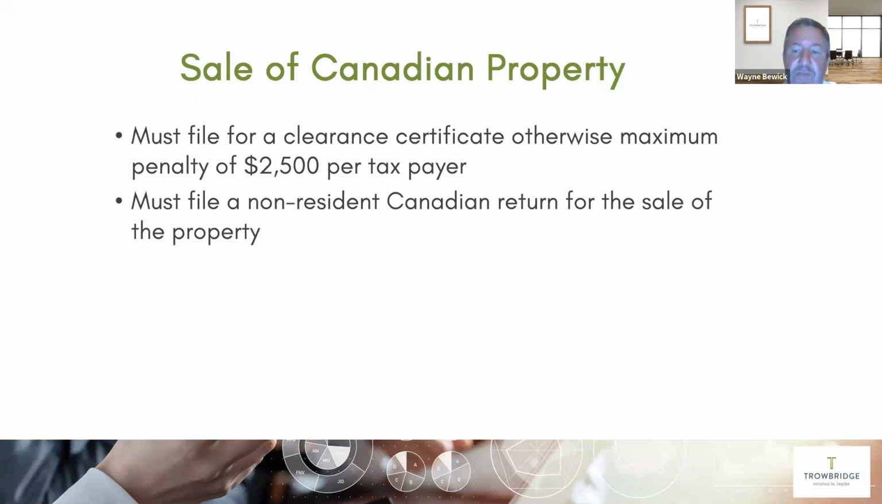Now, if you file this clearance certificate, you can remit only 25% on the gain. So say you bought it for $900,000 and you sell it for $1 million. Instead of remitting $250,000, you only remit on the gain of $100,000, so only $25,000. Now you'll have to file a tax return, and it'll work itself out that way when you file the return.